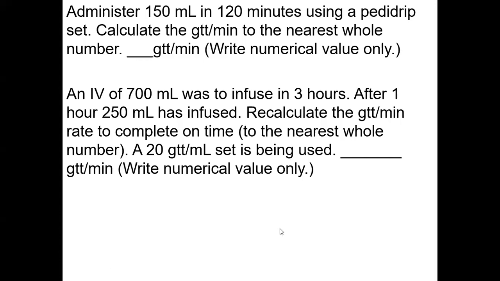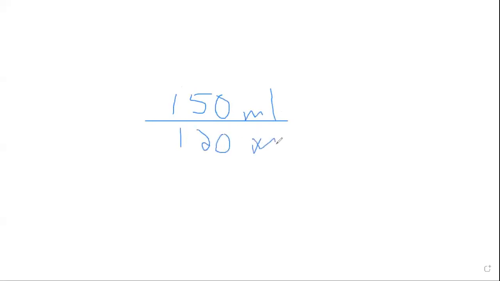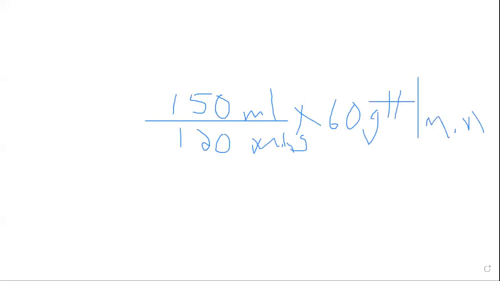Let's go to our whiteboard. Okay, we have 150. That's our total volume. Our total minutes is 120. And our drip factor, we said, is 60 because it's a PD drip. So now we just have to do the math. 150 divided by 120 times 60. And that should have given you 75.